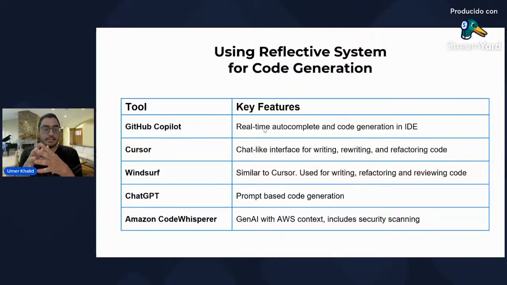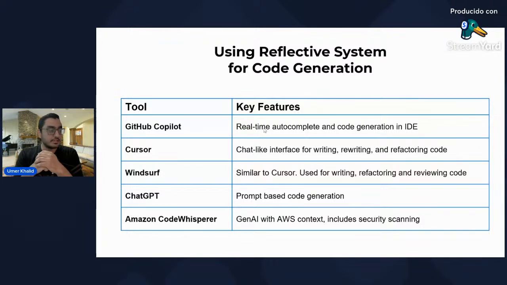It's included inside GitHub. It's also included inside your VS Code. It's also included in Visual Studio if you're using a typical Visual Studio. So it's really useful. If you haven't used GitHub Copilot, I would highly suggest you use it. It is real-time autocomplete and code generation in your IDE. And yeah, it's really cool.